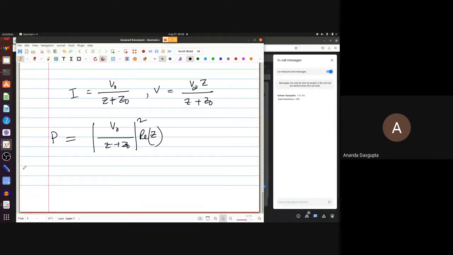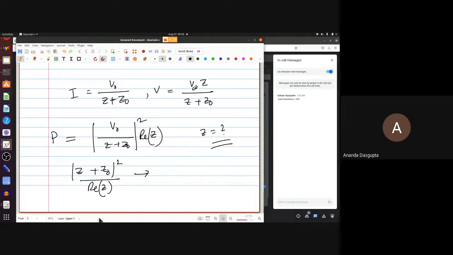Now the question is, what should Z be that maximizes this quantity? Remember, V0 is a fixed quantity and Z0 is a fixed quantity. You're allowed to change Z. The question is, how should you change Z to maximize this quantity? And the answer is not Z equal to Z0. The answer would have been Z equal to Z0 if instead of complex Z, this Z were a real number.